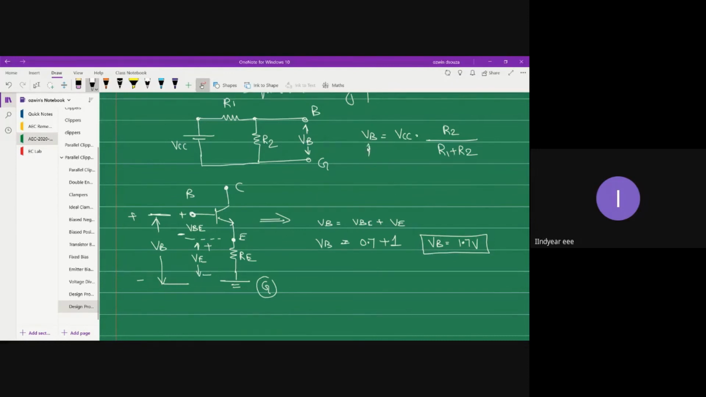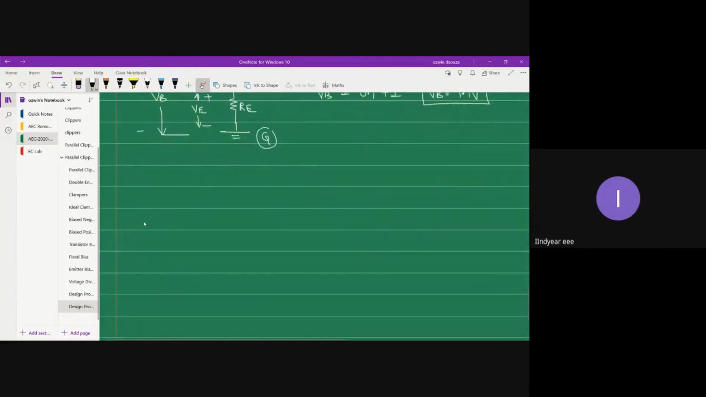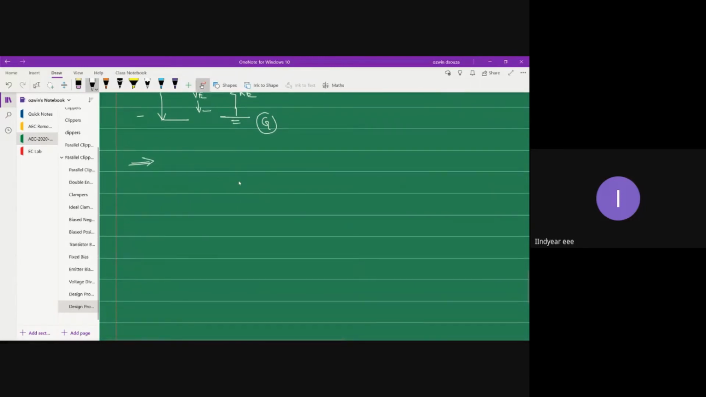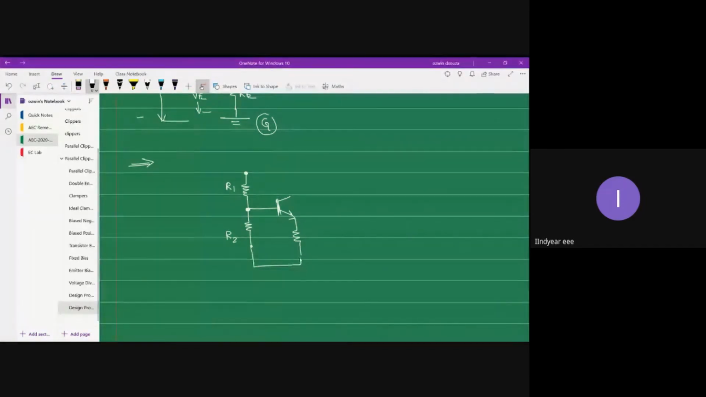So you can substitute the value of VB, and VCC is also known. VB is 1.7 volt, VCC is 10 volts. But what is R2 and what is R1? We don't know. Hence we have to go for recreating the input circuit scenario. So let me redraw the input part of the circuit. This is R1, this is R2, this is your base terminal, which later on gets connected to the base terminal of the transistor. This is RE, this is ground.